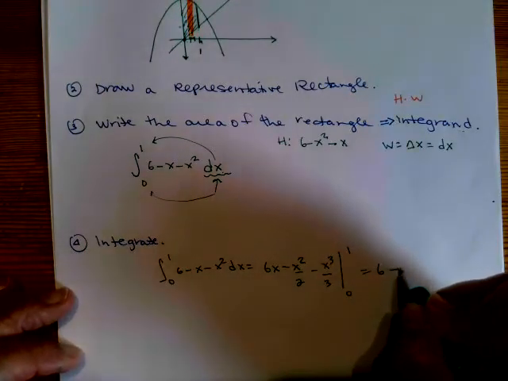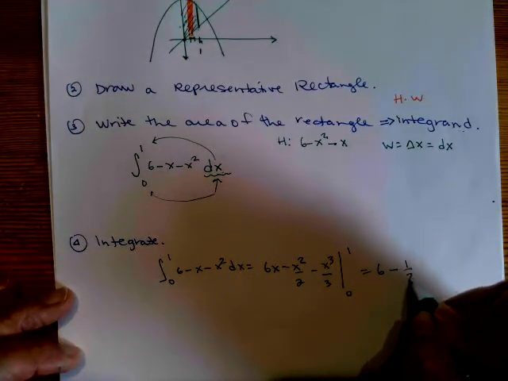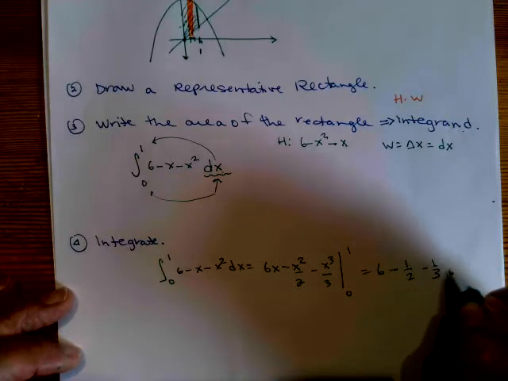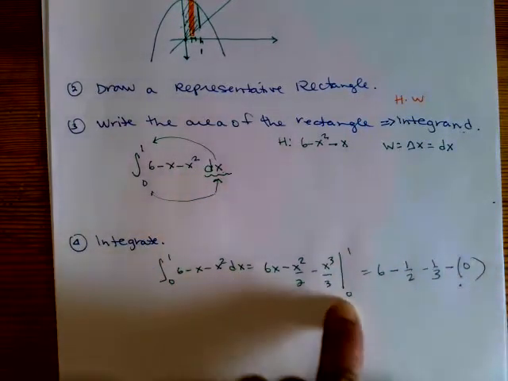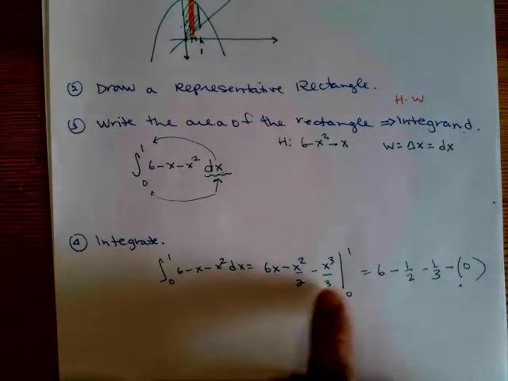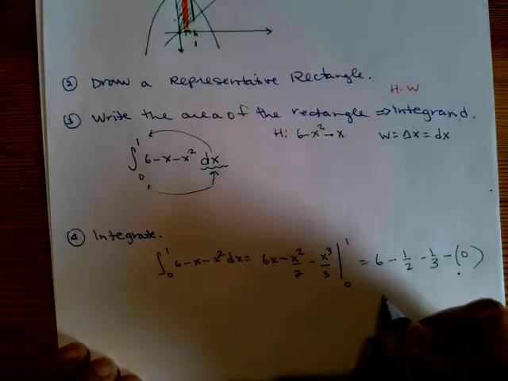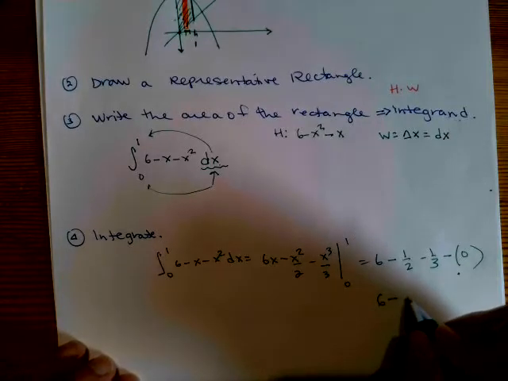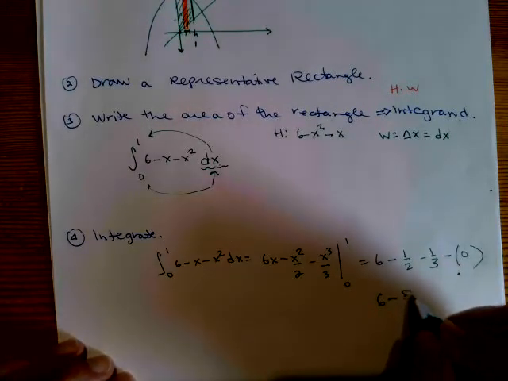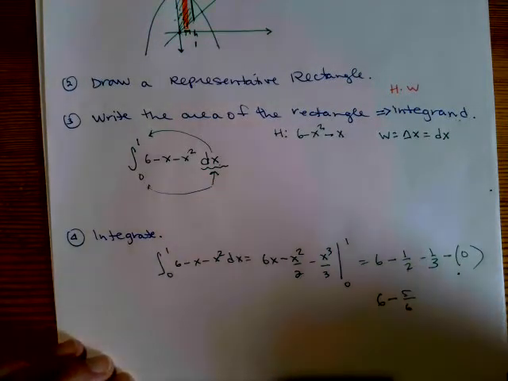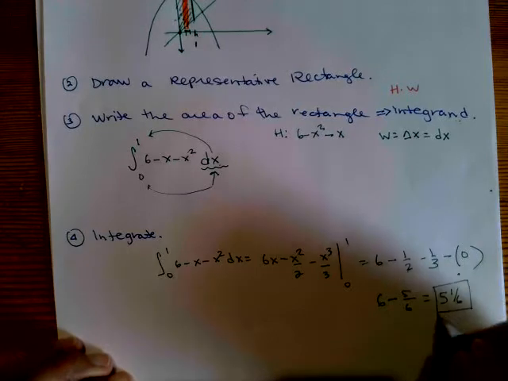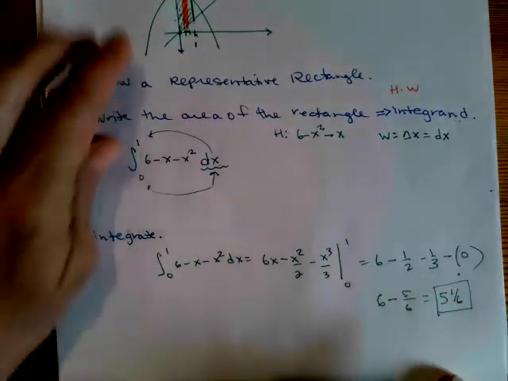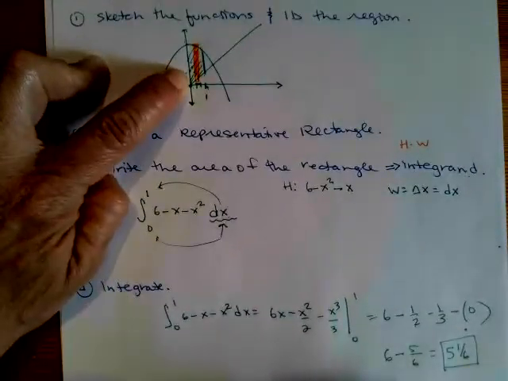So 6 minus 1/2 minus 1/3 minus, let's see, 0, 0, 0. When I plug the 0 in this time, everything went away, so I can just do a 0. So my answer is going to be 6 minus, I'm pretty sure that's 5/6 if I do negative 1/2 minus 1/3. So here's me being lazy. How about 5 and 1/6 would be the area that's enclosed right here.